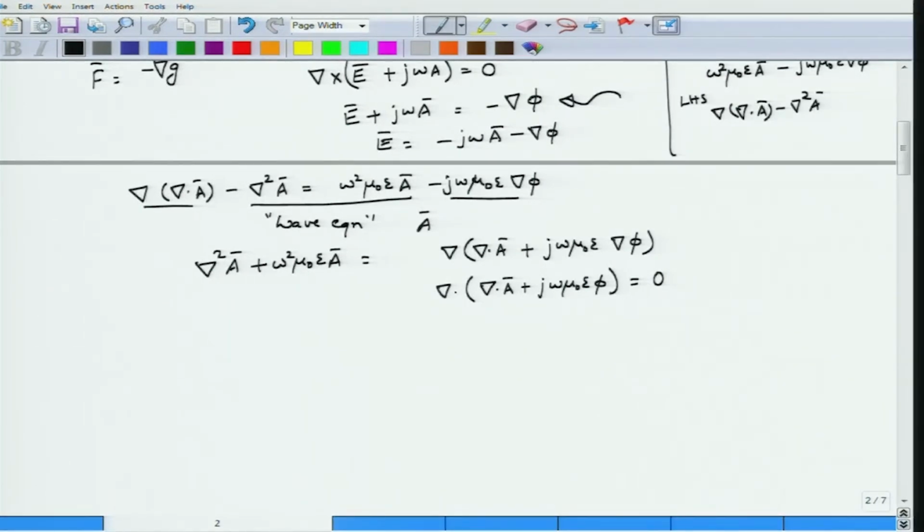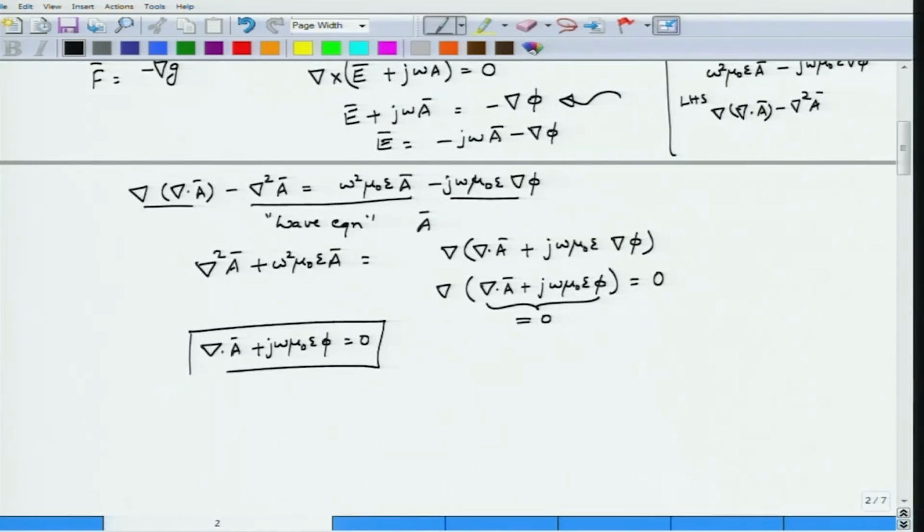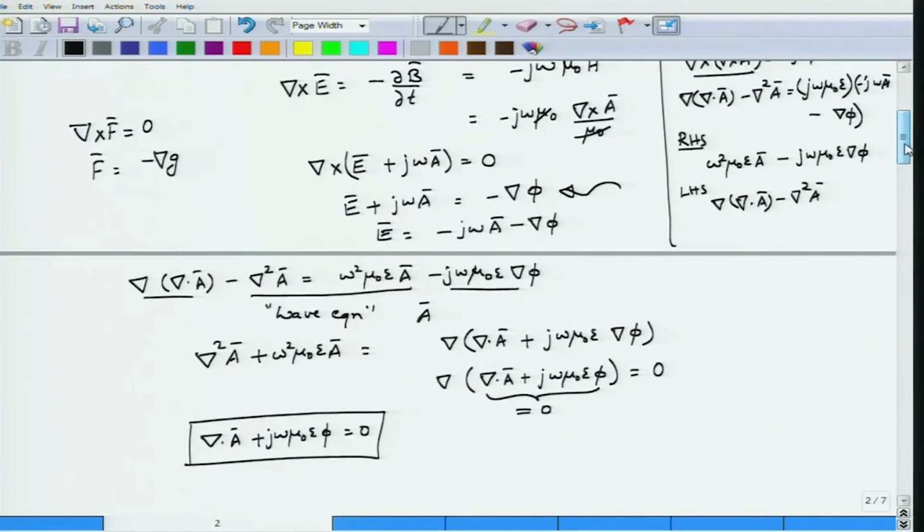So, I have gradient of some quantity equal to 0. The way I can make this equal to 0 is to set this quantity equal to 0. So, I have del dot A plus j omega mu 0 epsilon phi equal to 0, which gives me a relationship between A and phi itself. I already have defined phi. The defining equation for phi is to say minus gradient of phi is equal to E plus j omega A, but now I also have a nice relationship for del dot A and phi.